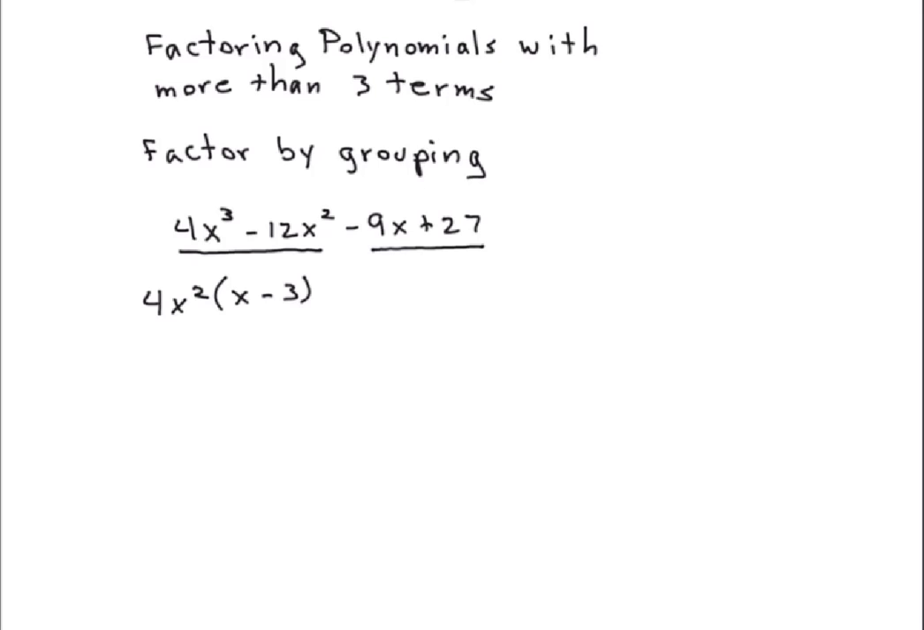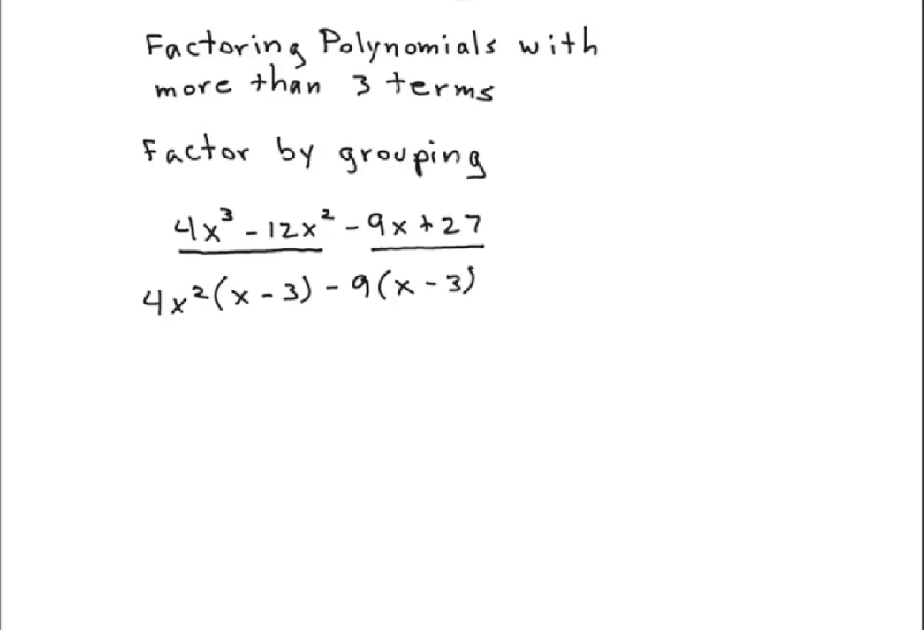In the second group, now one thing to keep in mind is if the next term is negative, we want to factor that out with it. So in this case, we want to factor out not just 9, we want to factor out negative 9. Okay, so if we take away the negative 9, all we have left is the x. And 27 divided by negative 9 is negative 3.